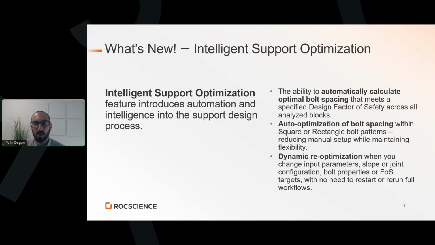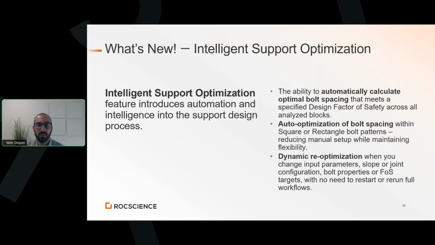This new feature automates the design of the most effective support configurations, which saves time, minimizes resources, and improves safety margins. So support design in rock slope stability analysis can be one of the most time-consuming parts of the modeling workflow, especially when we're working with thousands of blocks, as in RocSlope2.